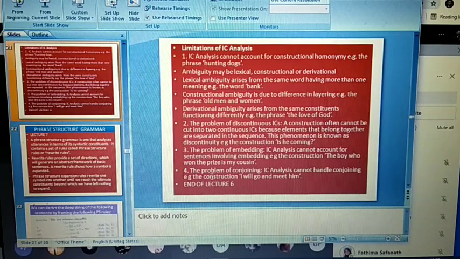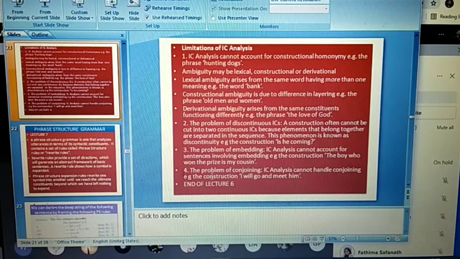From the exam point of view, you may be asked: what is IC analysis? Explain or analyze a sentence with the help of IC analysis. You have to do that with a tree diagram. And next, it can be: what are the limitations of IC analysis? All this together is an essay. Write an essay on immediate constituent analysis. In that case, you will write in your introduction about different types of syntactic methods. You'll write about traditional grammar, about descriptive grammar, about different descriptive grammars, and one such descriptive grammar is immediate constituent analysis.